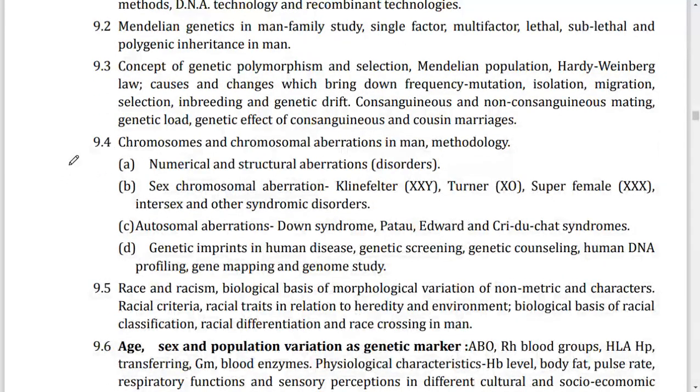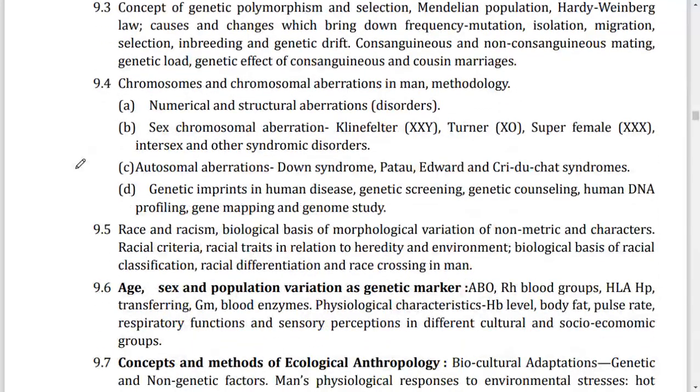Chromosomes and chromosomal aberrations in man: methodology, numerical and structural aberrations, disorders. B. Sex chromosomal aberrations: Klinefelter XXY, Turner XO, superfemale XXX, intersex and other syndromic disorders. C. Autosomal aberrations: Down syndrome, Patau, Edward, and Cri-du-chat syndromes. The genetic imprints in human disease, genetic screening, genetic counseling, human DNA profiling, gene mapping, and genome study.